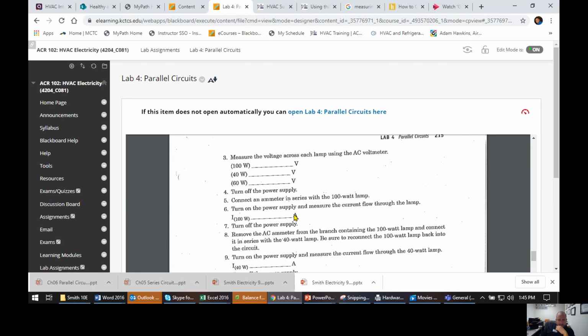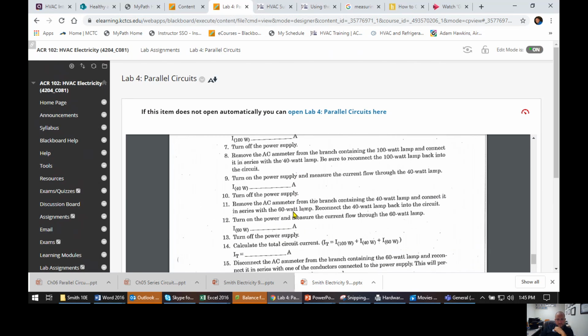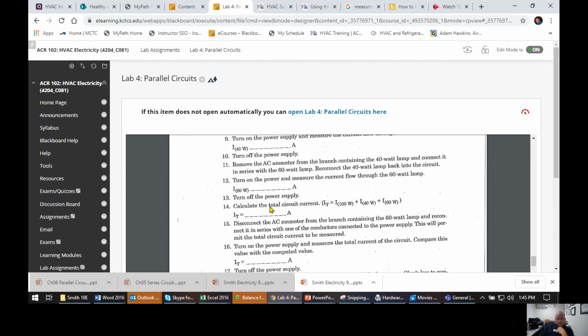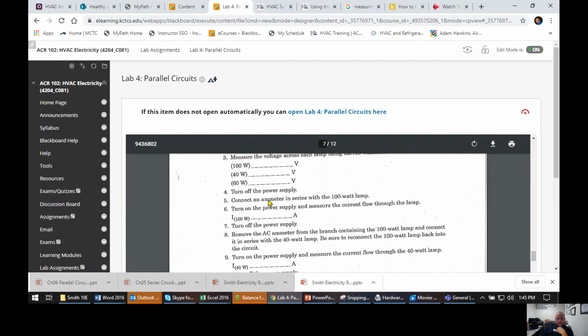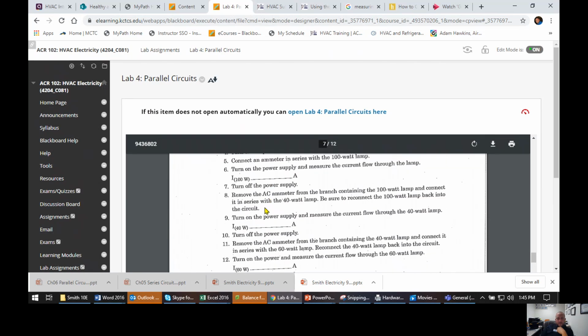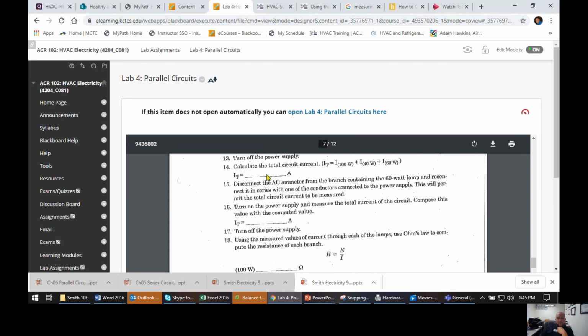And then it will say at times, let's see here if I can find an example. Calculate the total current. So it says turn on the power and measure the current flow through the 60 watt lamp. Turn off the power supply. Calculate the total current. So you're going to say, what should it be based on what I've already found up here in these. Here I found the I of 100, the I of the 40, the I of the 60, and now I'm saying what is I total, what should it be?